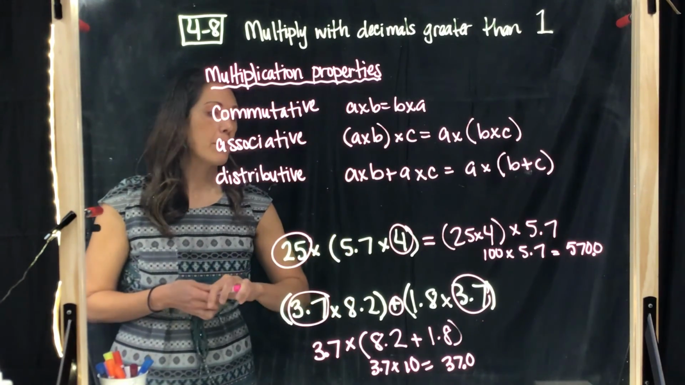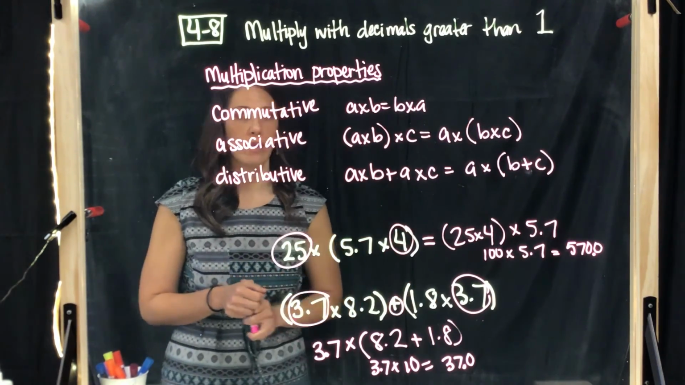So these properties can help us multiply because we can switch things around, so it makes it easier.